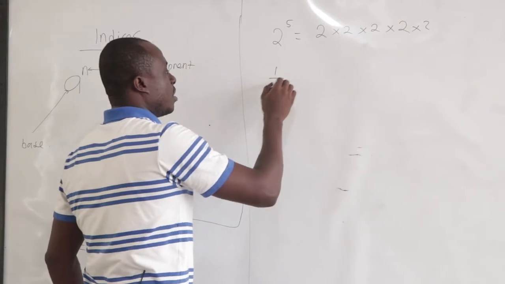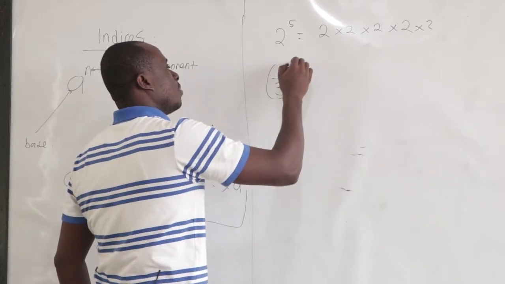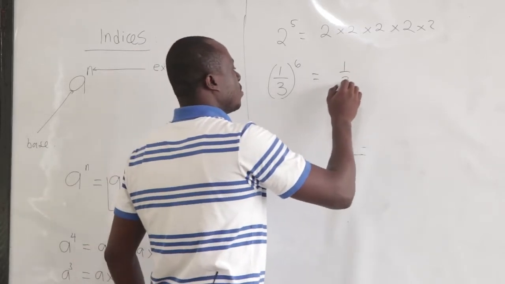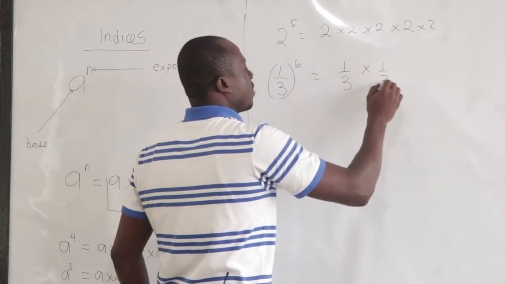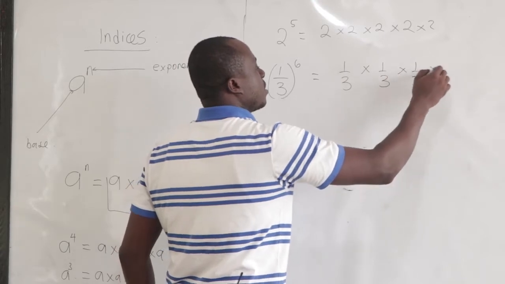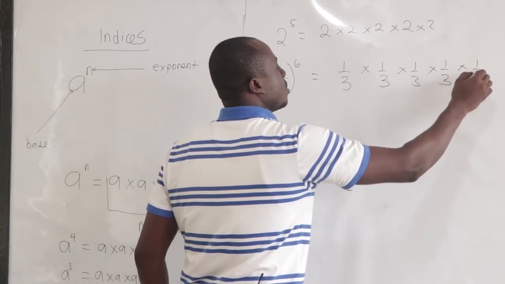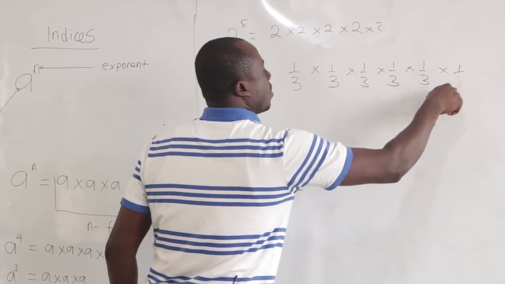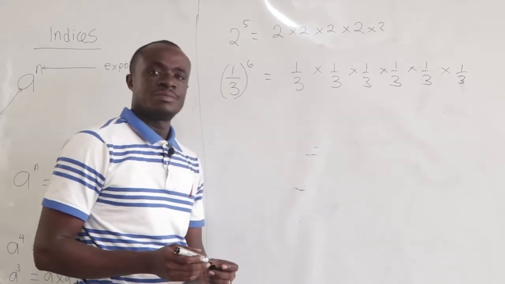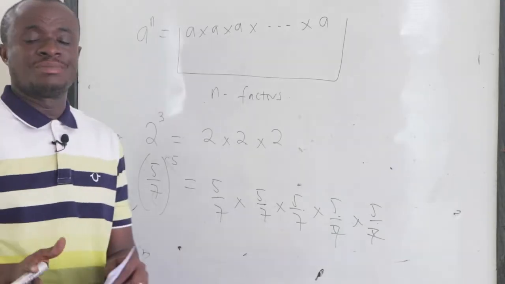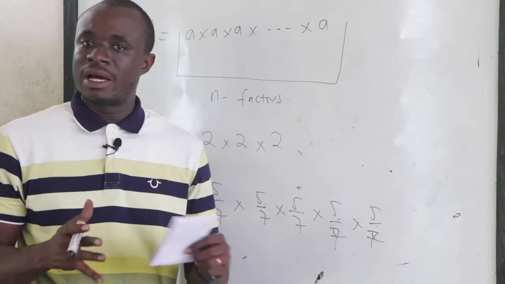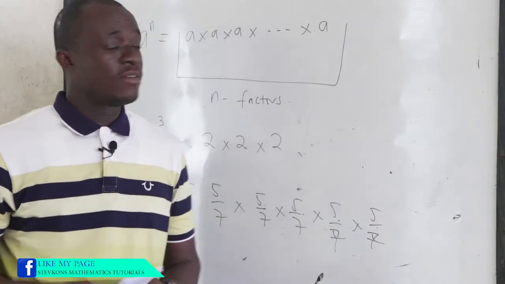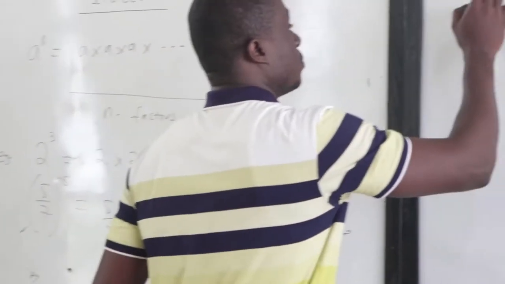And if you have 1 over 3 all to the power 6, it means that you are multiplying this 6 times. So you have 1 over 3 times 1 over 3 times 1 over 3 times 1 over 3 times 1 over 3. 1, 2, 3, 4, 5, and then the last one times 1 over 3. There are a lot of rules that will guide us to be able to simplify questions like this. Let's consider the first rule.